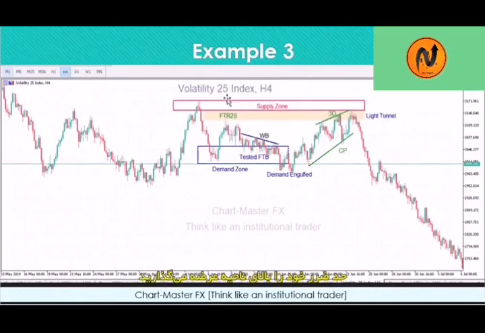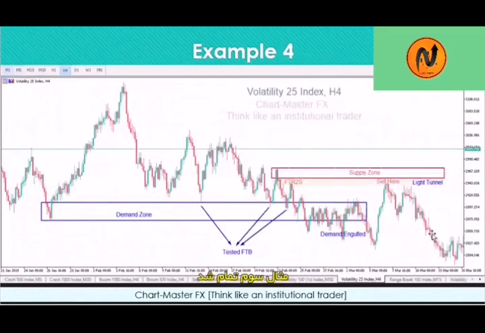So we have our light tunnel, and you put your stop loss just above supply, and your safest take profit will be here, which is the depth of engulfment. So you take your partial profits here, and you may leave some of the trades to run. So guys, that's example number 3. Let's go to example number 4.